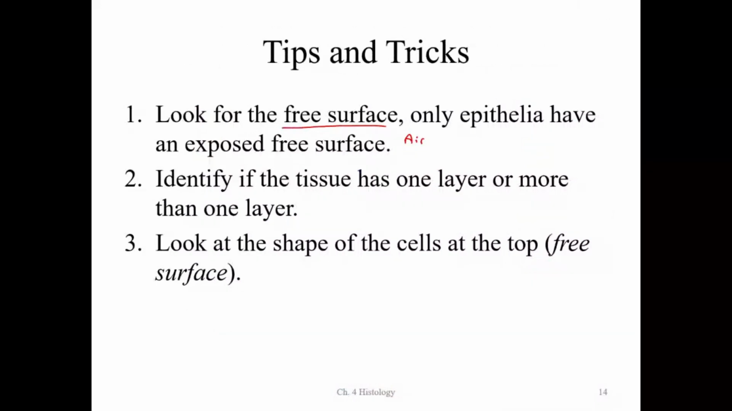Next, we're going to see, is there one layer or two or more layers? Then we're going to be able to say it's simple or stratified. Then we're going to look at the free surface and see what the shape of the cells are, the cells near the free surface. What are their shapes? Okay? But I wanted to show you a free surface because, students, it's not in the notes anywhere, but this is what I call it, the free surface. But that is very important if you're going to be able to identify these tissues. The tips and tricks that I give on that are going to be helpful.